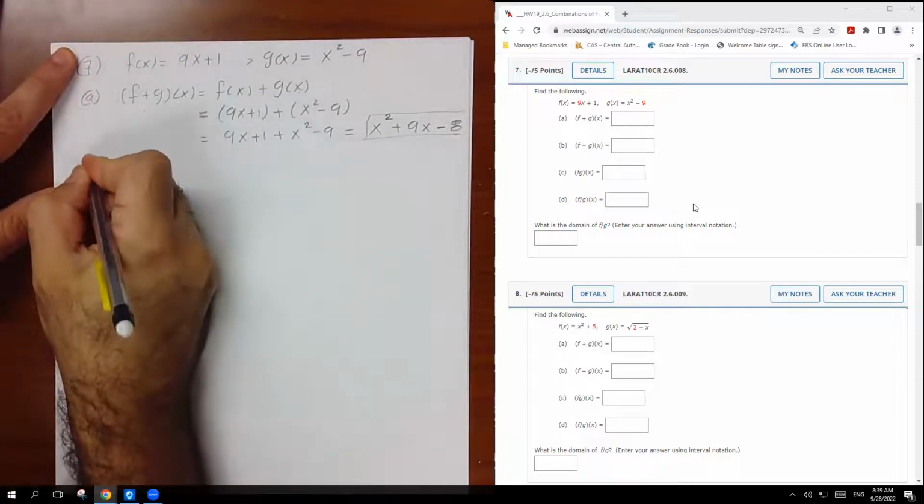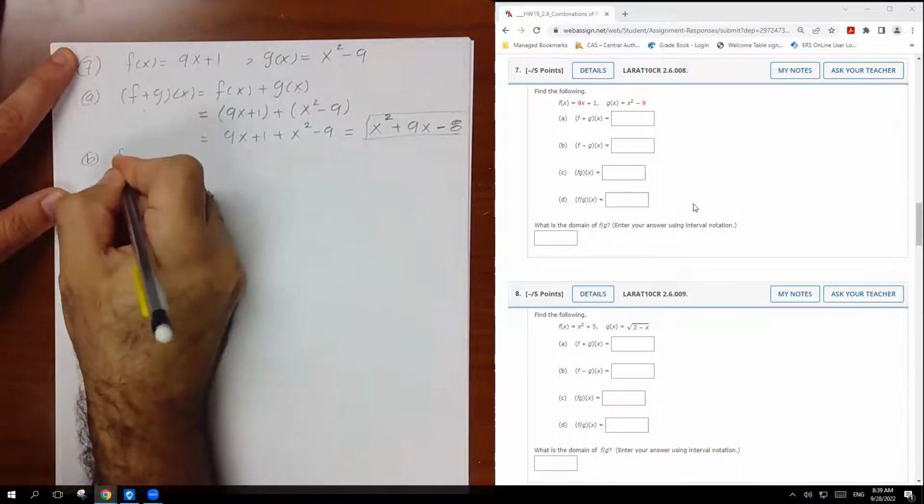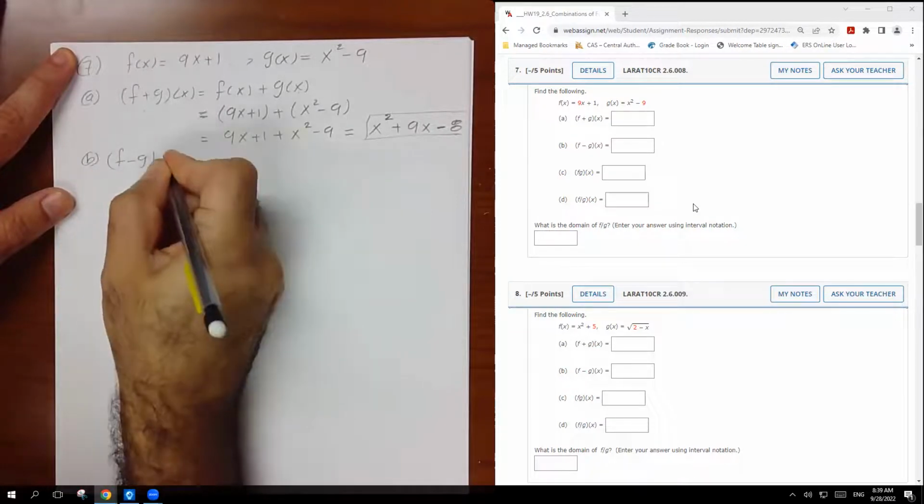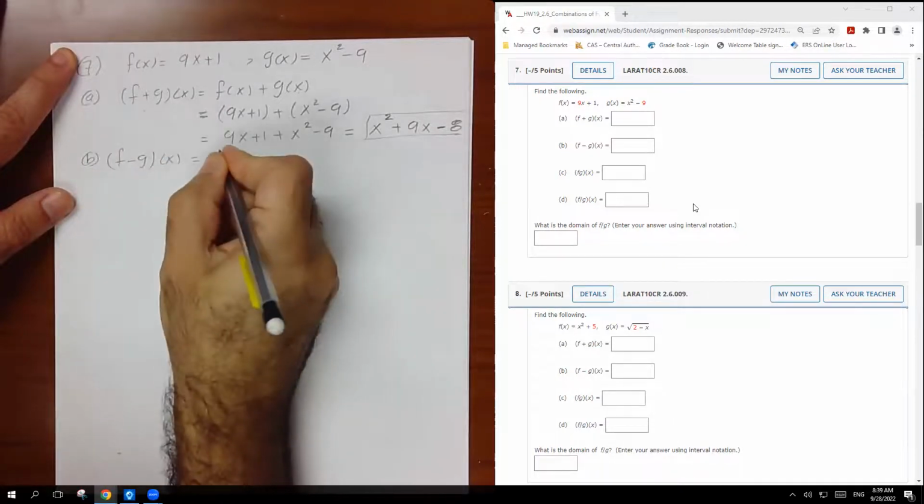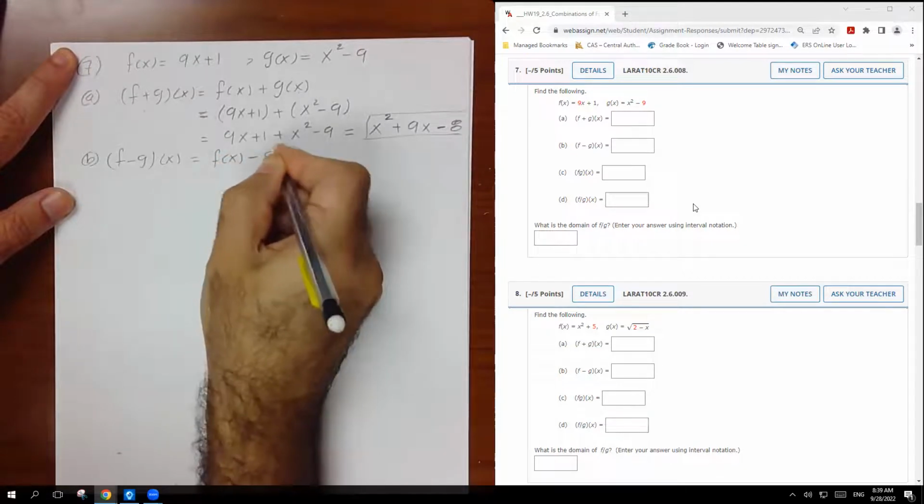The second one is f minus g of x, which is equal to f of x minus g of x.